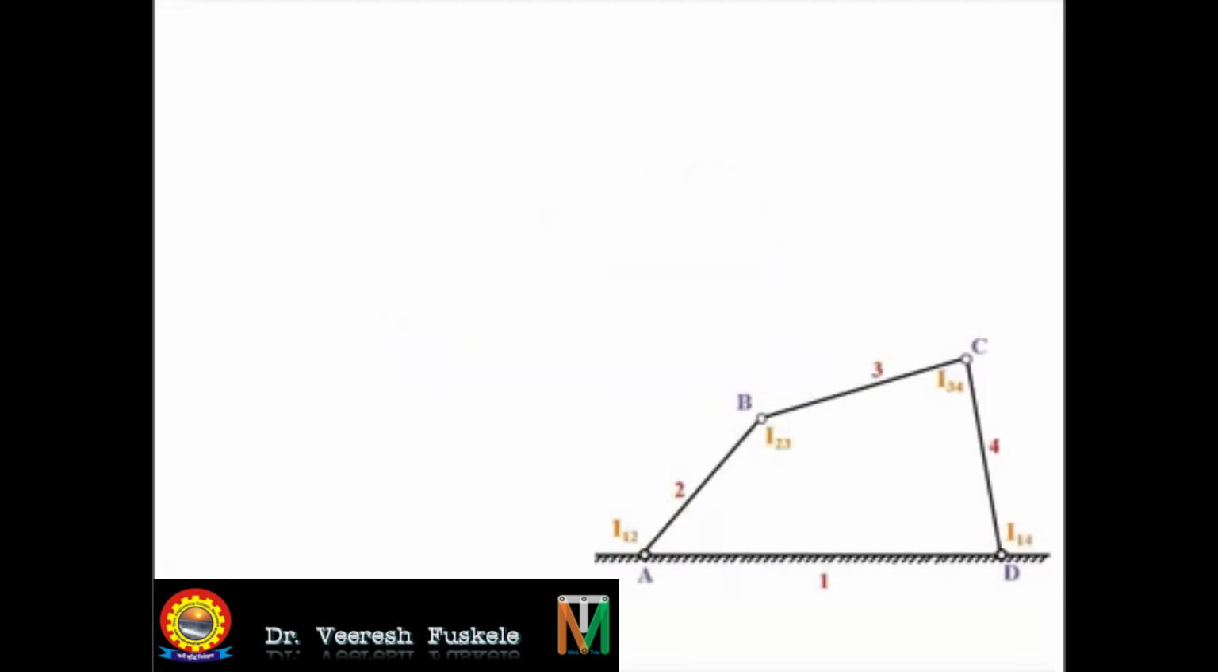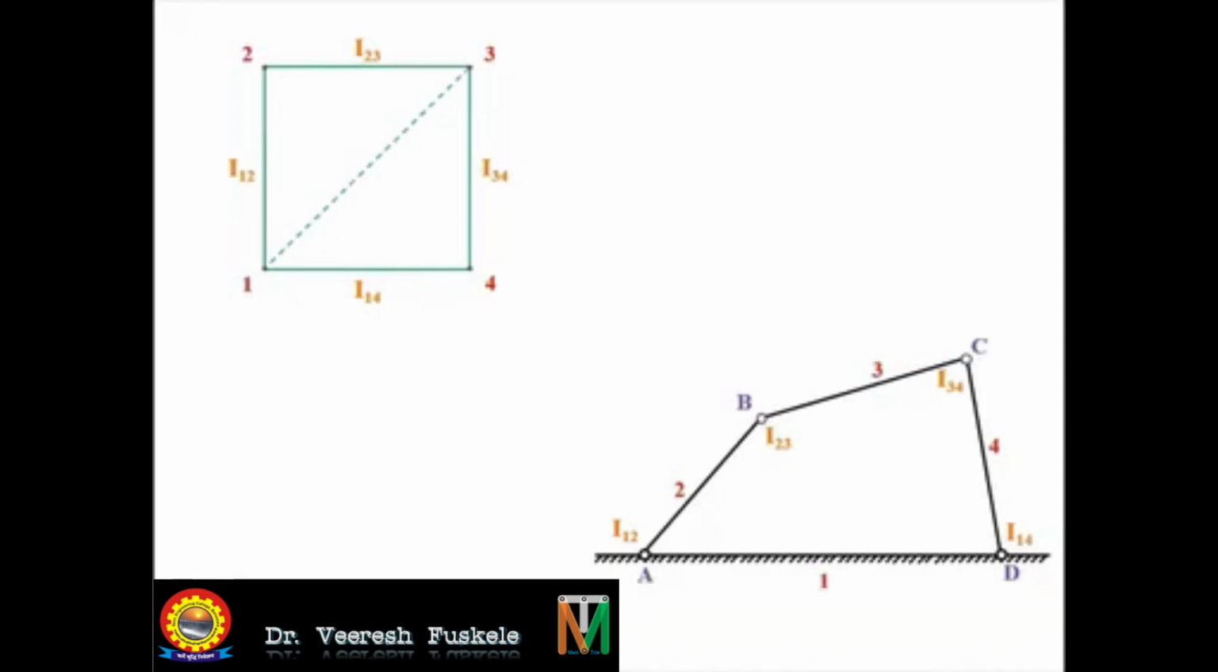Now, with the application of Kennedy's theorem, we'll first plot all the 4 points 1, 2, 3, 4 as the 4 links. Point 1, point 2, point 3, point 4 we have plotted, and we'll join the sides of the polygon to get the instantaneous centers that we have already obtained by inspection. Now to obtain the instantaneous center I13, we'll join the diagonal 1-3.